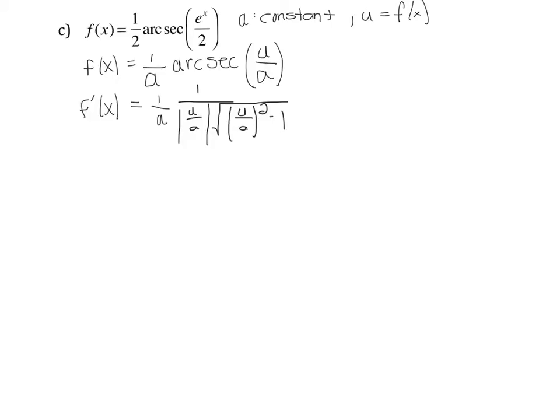And then now we know that u is a function of x, right? So we need some chain rule happening in here. And so the derivative of u over a will be whatever u prime is over a, because again, a is just a constant.